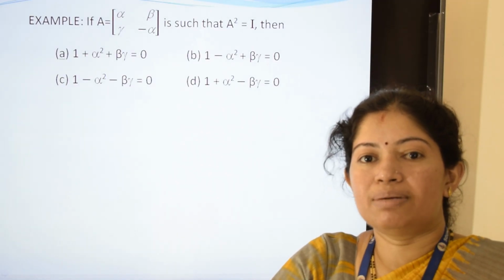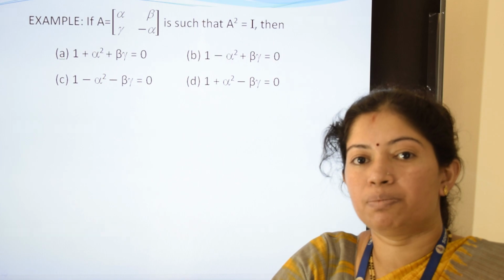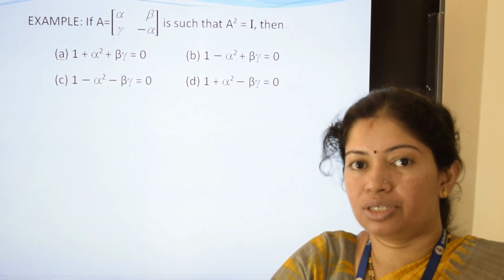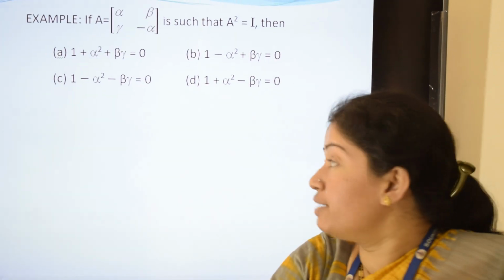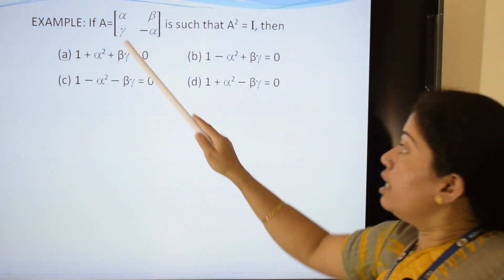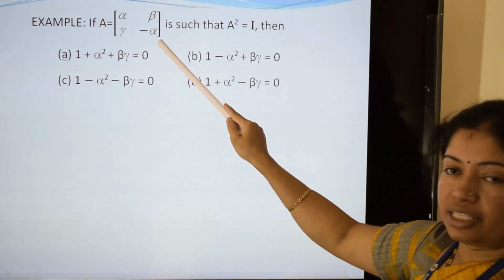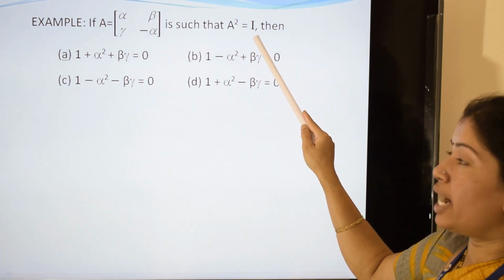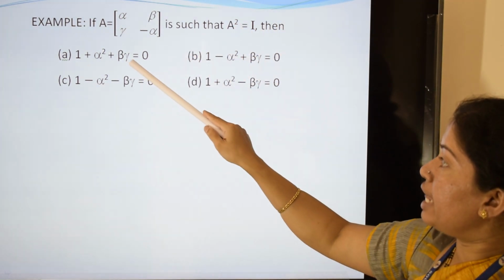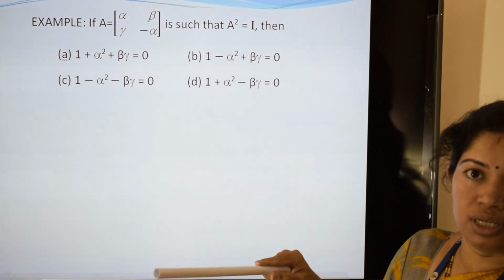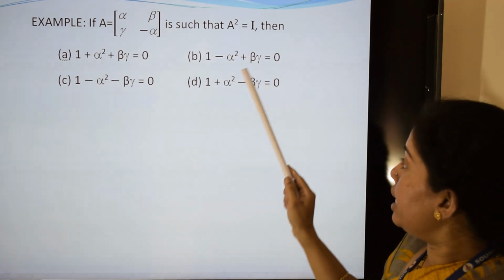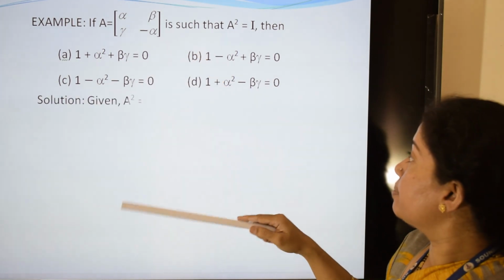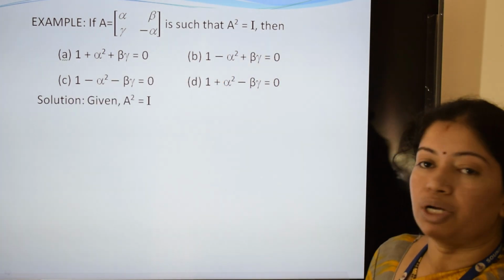Next, let us solve some objective problems which will be important for your competitive examination. So let us see the first problem. Here, if A is equal to this matrix, it is of order 2, is such that A square is equal to identity matrix, then they have given 4 options. So let us take what is given. Given A square is equal to I.